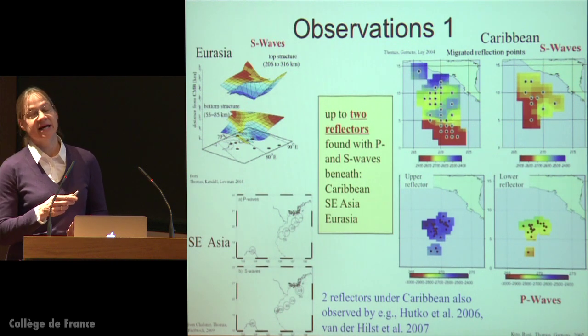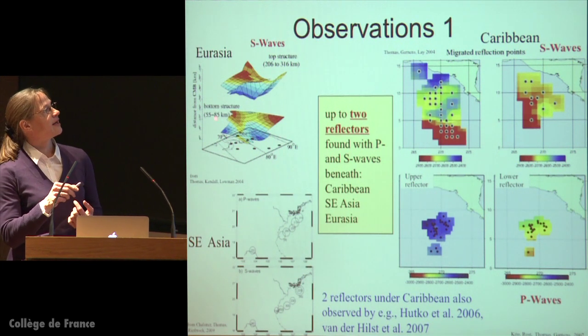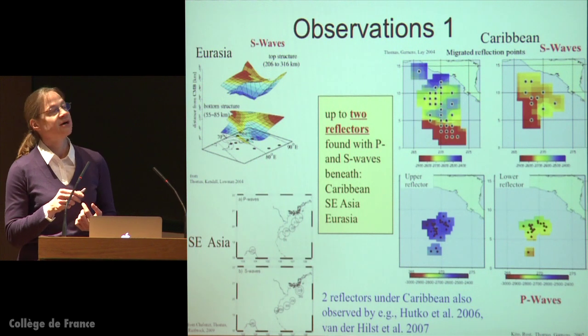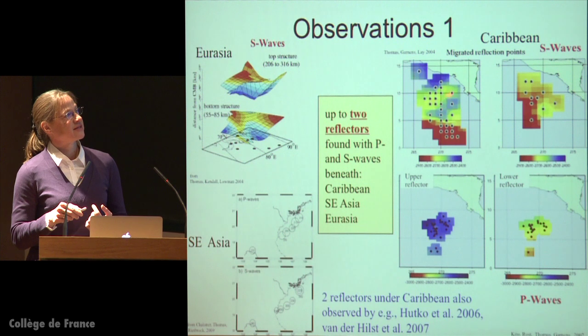An upper reflector that has a lot of topography, and a lower reflector that seems to be much flatter and only like, well, 50 to 80 kilometers or so above the core mantle boundary. A similar picture is found in the Caribbean.